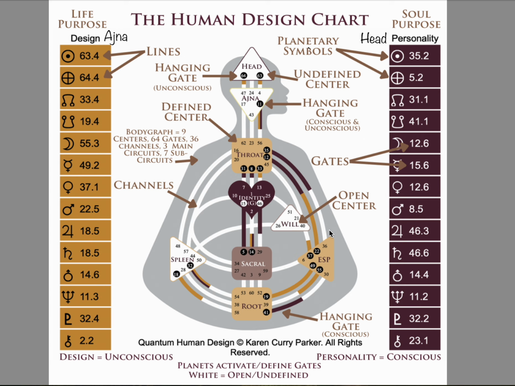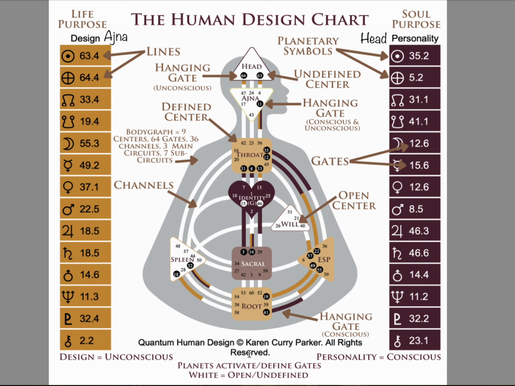So what you're looking at right now is the quantum human design chart. You'll see down here it's labeled as quantum human design, which was created by Karen Curry Parker. But if you pull a traditional human design chart, it'll show the same thing. The traditional human design charts will have variables, so there'll be some additional symbols on there, which I'm not going to go over. I'm just going to go over the quantum human design chart. We don't usually talk about variables in the quantum human design side.